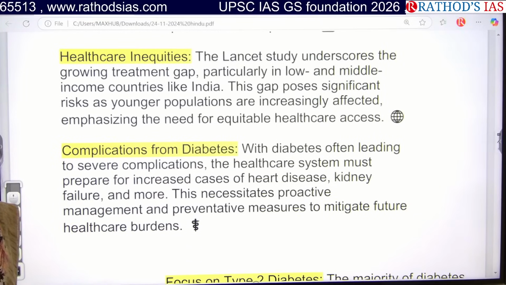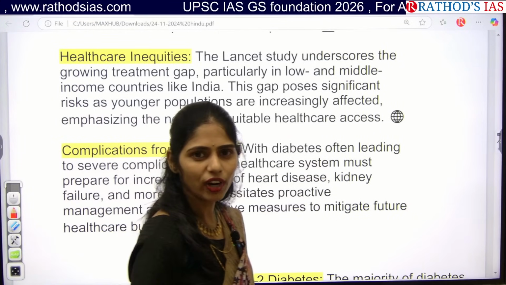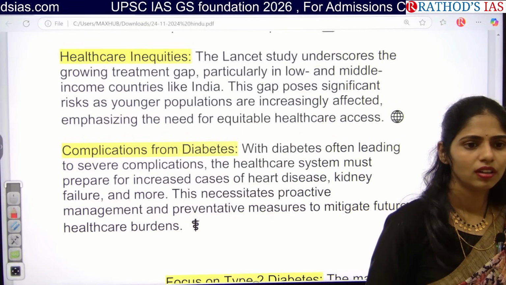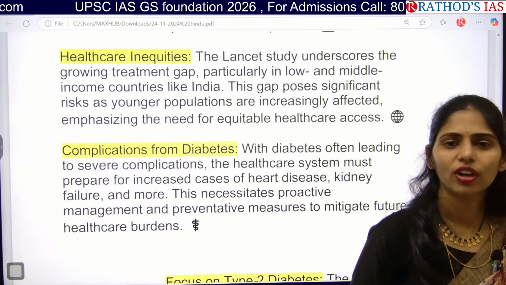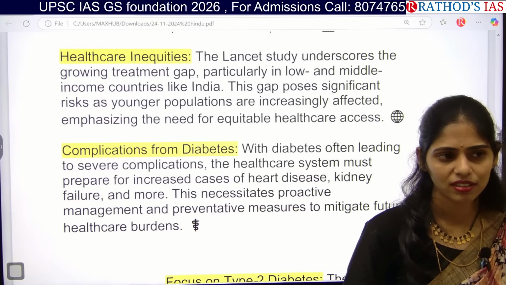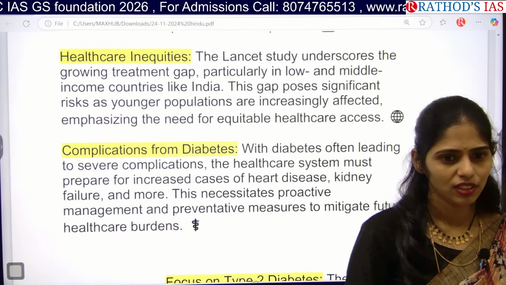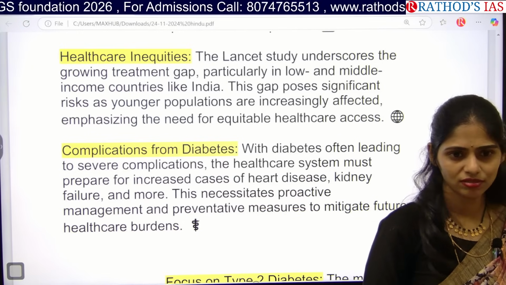Have you ever seen sugar patients in your family? What happens to those sugar patients? They can't eat everything. Next, what will be the complications? If they get any small injury, will it be cured easily? No. Why?